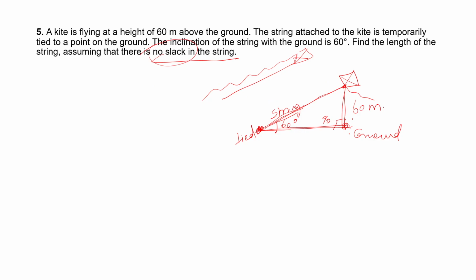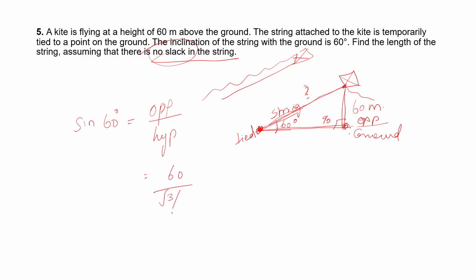So what are the data given? What is asked? Length of the string is asked. That means it is the hypotenuse. 60 degree is given. This is the opposite side. Opposite side is given, hypotenuse is asked. So which ratio do we have to use? Opposite by hypotenuse ratio. So what is that? It is sine. So what is the angle? 60. Yes, you can apply this and find the answer.